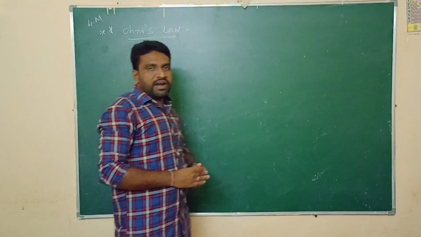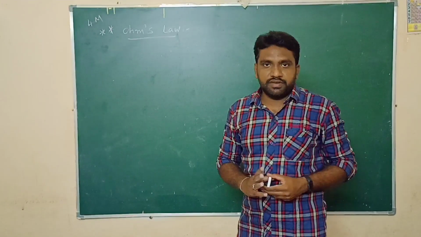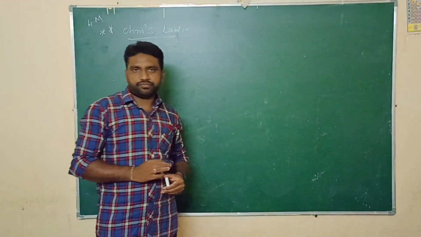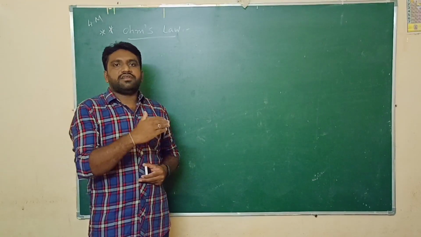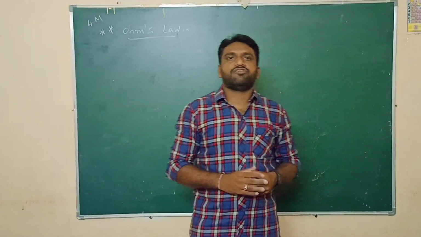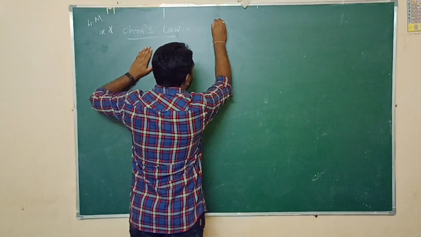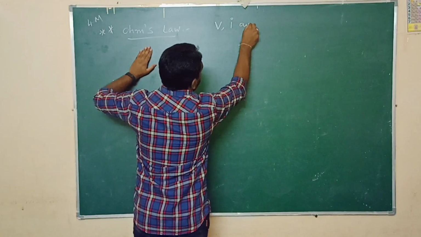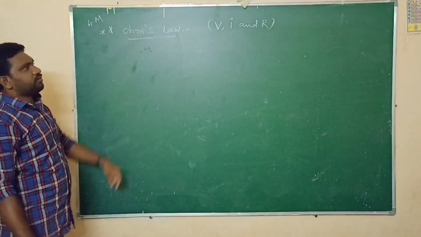And what is the main purpose of Ohm's law? The basic purpose of Ohm's law is that it gives a relation between potential difference, current and resistance. I will explain resistance later on, but first of all, the main purpose of Ohm's law is that it gives a relation between potential difference, current and resistance.